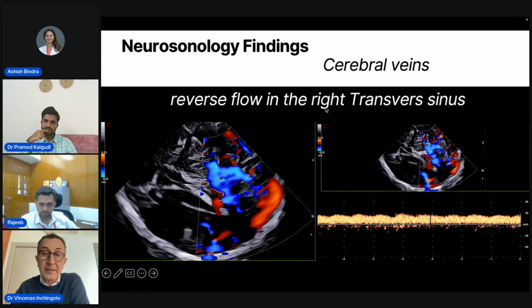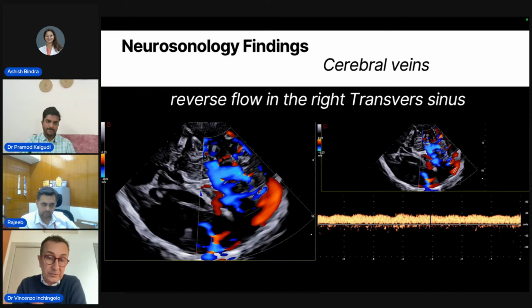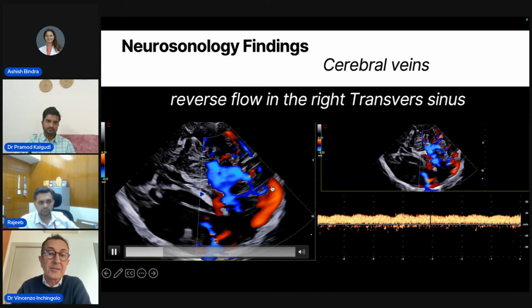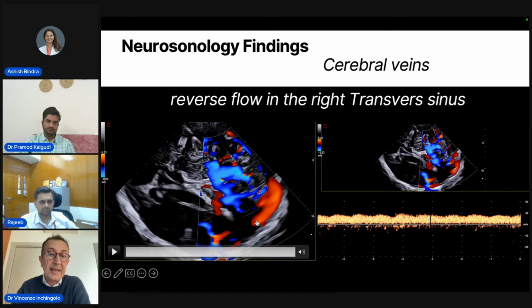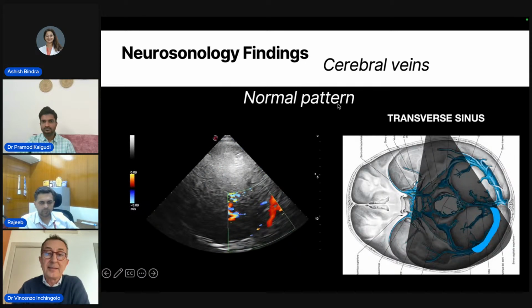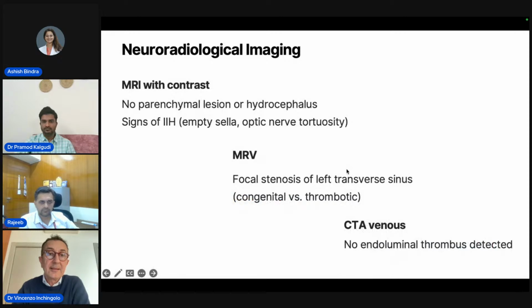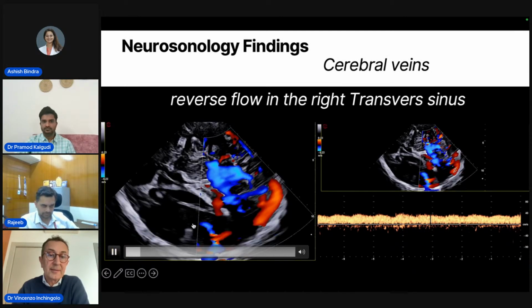This is the reverse flow in the right transverse sinus. This is an examination during administration of SonoVue, the contrast medium for ultrasound, but the use of SonoVue is not mandatory. In this case, we used SonoVue, and you can see here the pattern. This is the contralateral transverse sinus that is red, so on the opposite side it is also this one, and this is the normal pattern of the transverse sinus, blue, and this is the red pattern, abnormal.